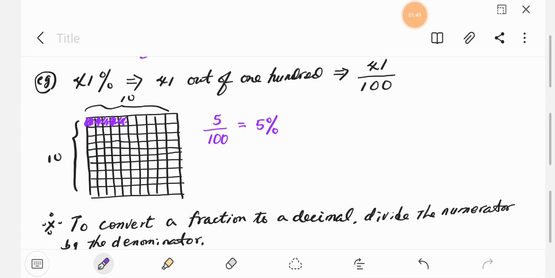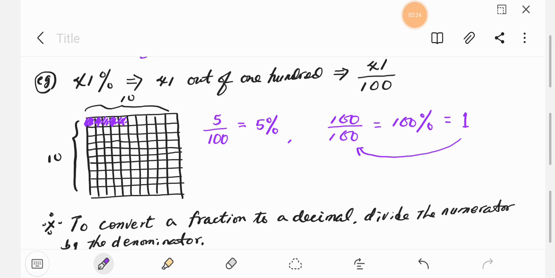That is 6%. So what if you take all 100 pieces out of 100? If you are taking 100 pieces out of 100 pieces, then that is equal to 100%. And this 100% is equal to 1. Why is it 1? Because 100 over 100 is 1. So 100% is equal to 1.